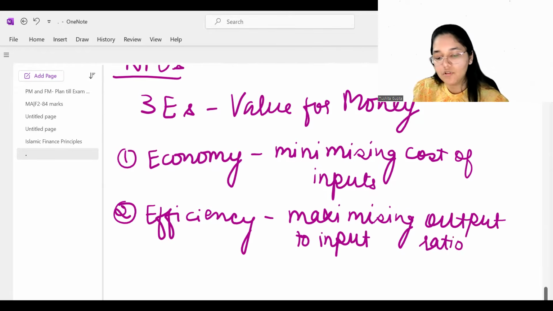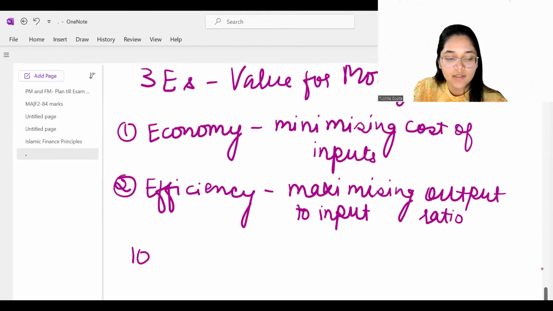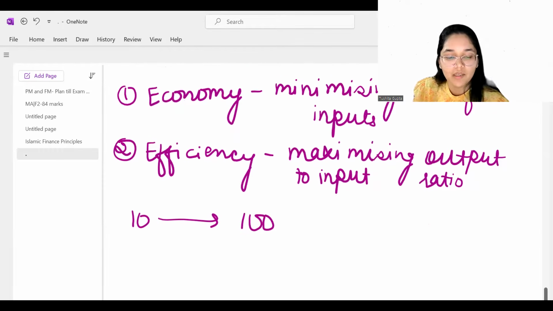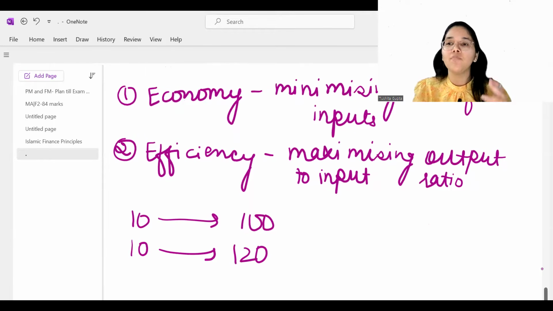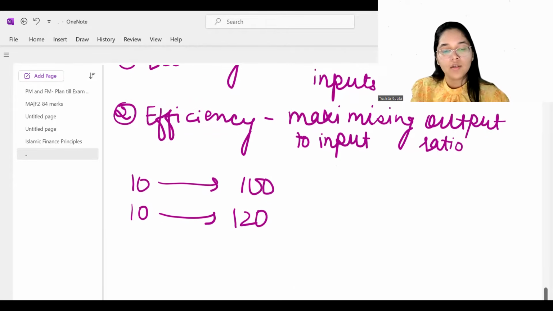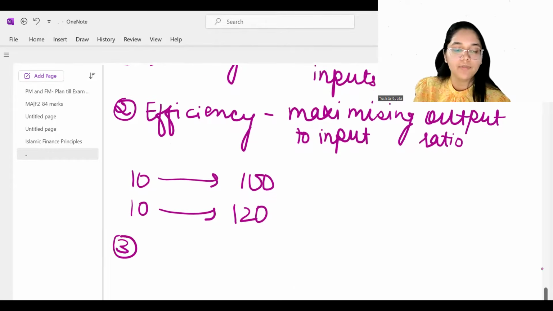So generally, if 10 doctors can treat 100 patients, I would be called efficient if those 10 doctors actually end up treating 120 people. So I'm minimizing the input and maximizing the output. So this is what efficiency would be judged as.